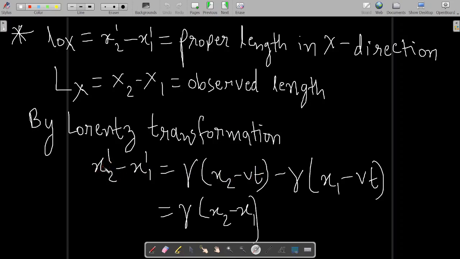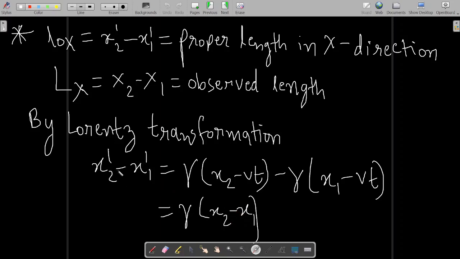But if you have learned it in Delhi offline, or at some online learning platform, or you can find the YouTube lectures as well. So x2 prime is equal to gamma (x2 minus vt), and x1 prime is equal to gamma (x1 minus vt). So these are the things which we have with us. Now when we subtract this from this, what do we get? Gamma times (x2 minus x1) is the thing which we get. Okay, so proper length in x direction is equal to what? This x2 prime minus x1 prime is the proper length in x direction, and x2 minus x1 is the observed length in x direction.